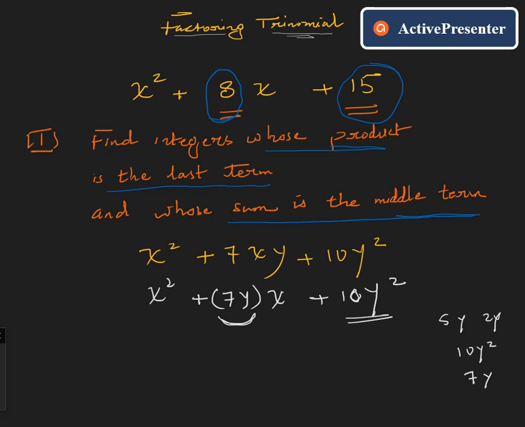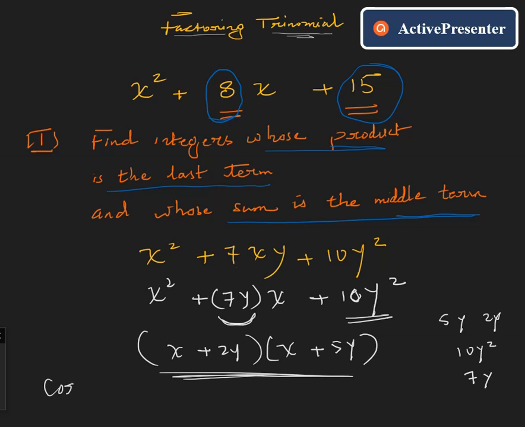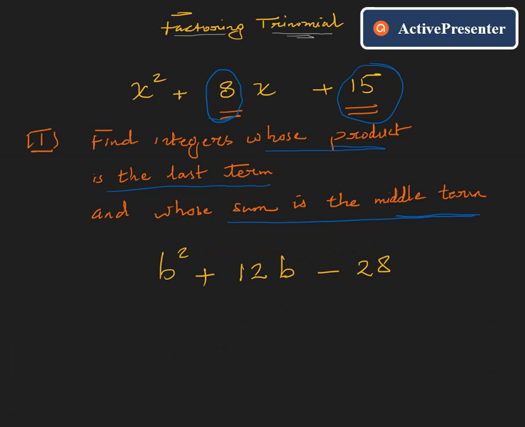So when factoring this, it should be here x, here plus 2y, and here plus 5y. You can make sure using the distributive property that your factoring is correct. Let's take another question. b squared plus 12b minus 28. Now find those integers whose product is minus 28 and whose sum is the middle term, which is plus 12.